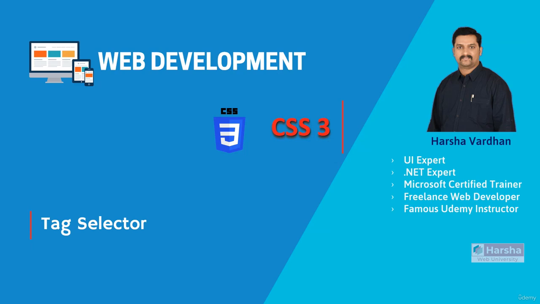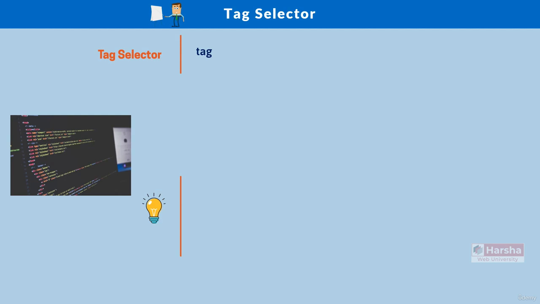Tag Selector in CSS3. The tag selector selects all instances of the particular tag. For tag selector, you will just write the tag name. For example, for all instances of div tag, you will just write the tag name, that is div, inside the CSS, that is inside the style tag.